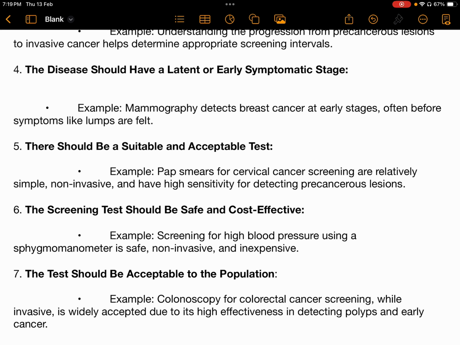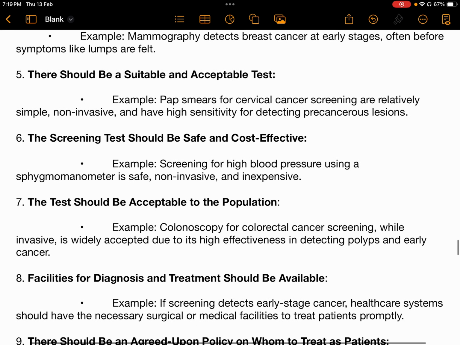Example: the pap smear for cervical cancer screening is relatively simple, non-invasive, and has high sensitivity for detecting precancerous lesions. Sixth principle: the screening test should be safe and cost effective.